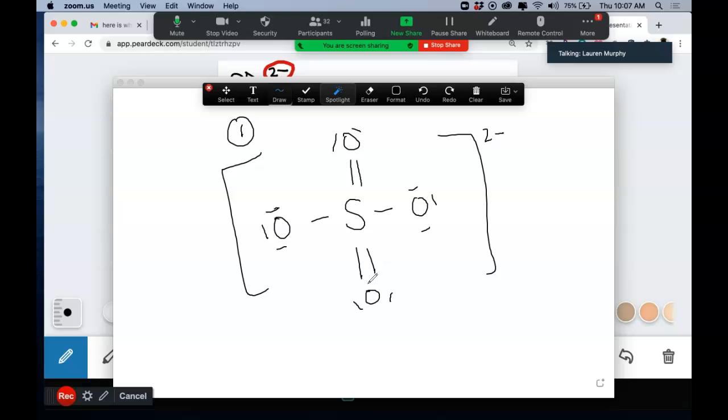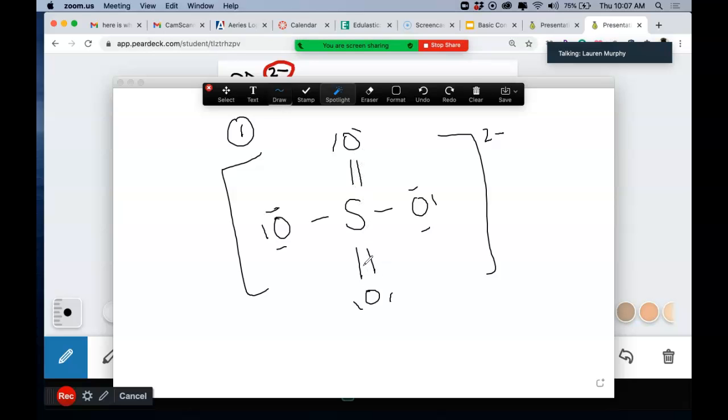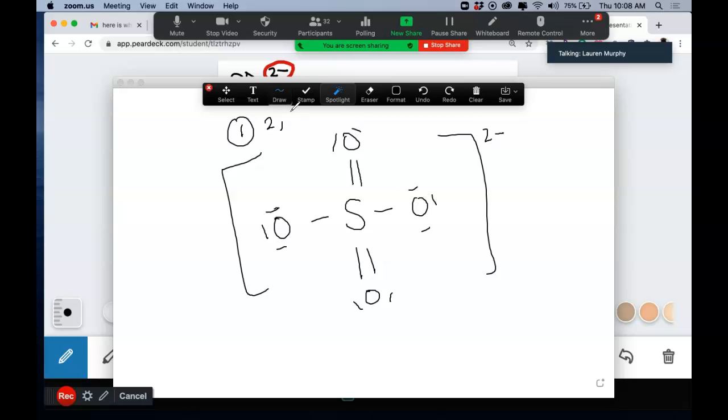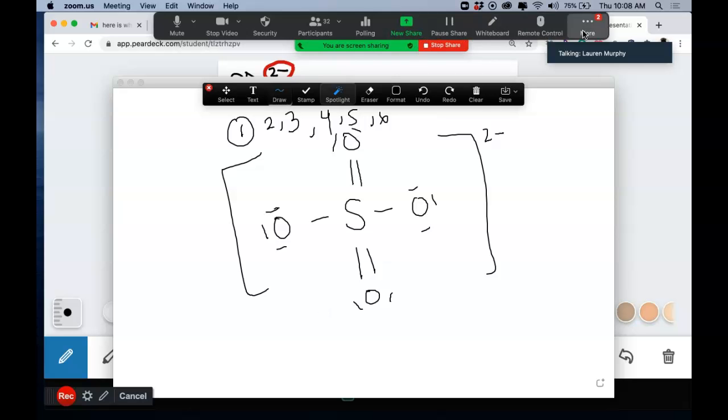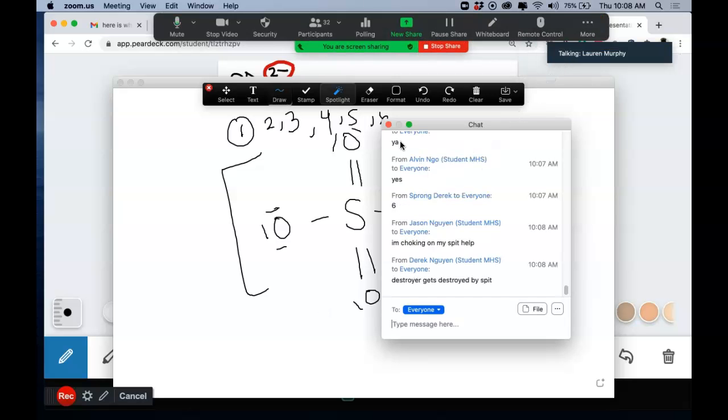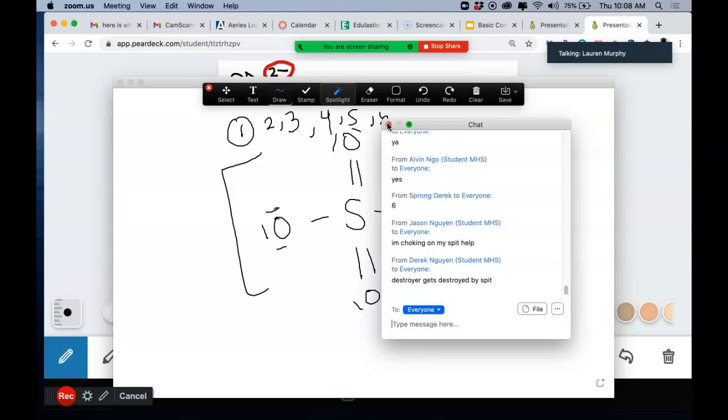Now this one has a lot more, right? So top and bottom would be one. What about left and right with the double bonds? That'd be a second one. What about top right? So here and here. What about here and here? What about here and here? Here and here. Oh, there are 6 different ways you can draw this, meaning there are 6 different resonance structures for this. Okay?